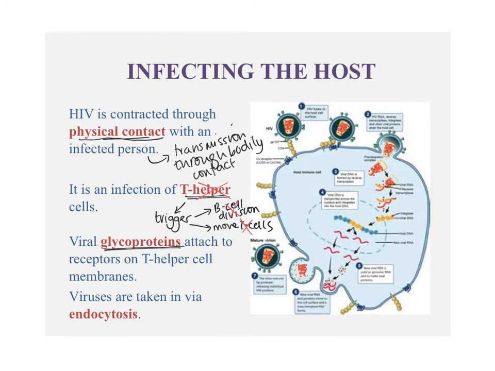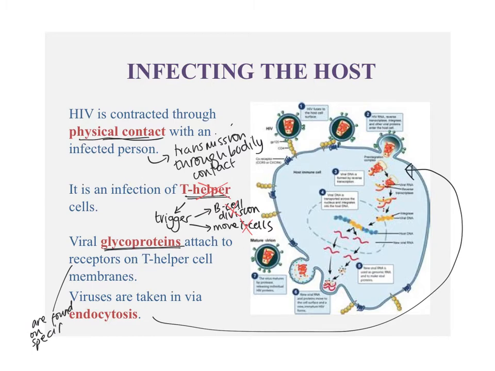So it's literally just going to dock itself and attach and then insert its genetic material through a process called endocytosis. And that's literally just where the capsid is going to fuse with the membrane and be taken into our host cell. Now for us, that's going to be our T cells. In other organisms, that's going to be T cells as well, because that is the target cell. Remember, specific receptors are found on specific cell types. So not all cells will have these glycoprotein receptors. They're probably only found on T cells, which is why HIV is so hard to treat.